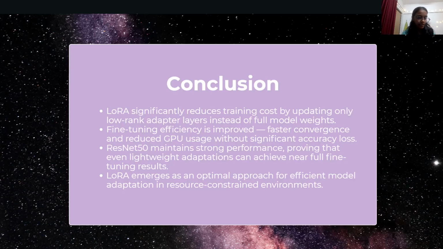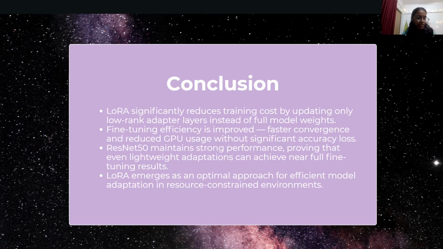Now let's see the conclusion. Finally, to conclude, the key takeaway from this work is that LoRA significantly reduces the cost of training large vision models. Instead of retraining all model parameters, LoRA only updates small, low-rank adapter layers, making it far more efficient. This approach improves fine-tuning efficiency in multiple ways.